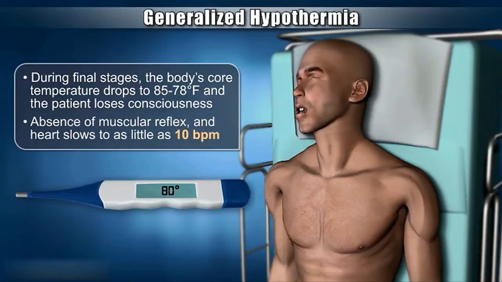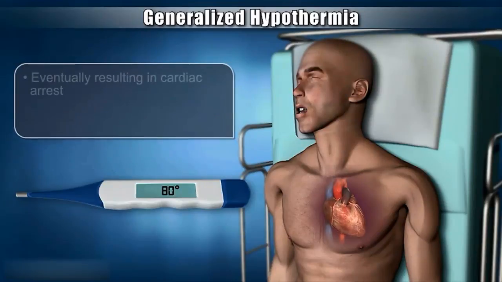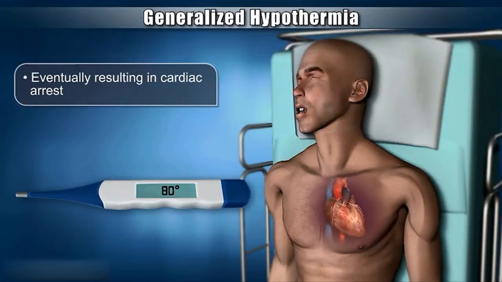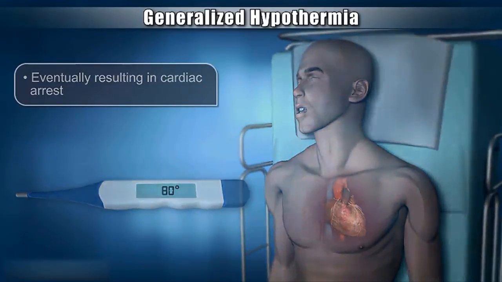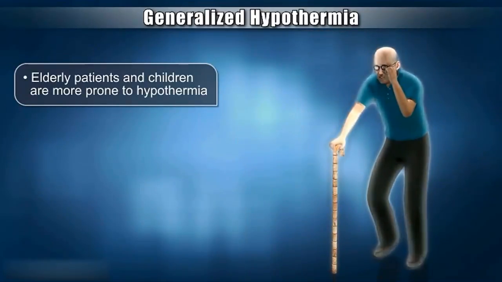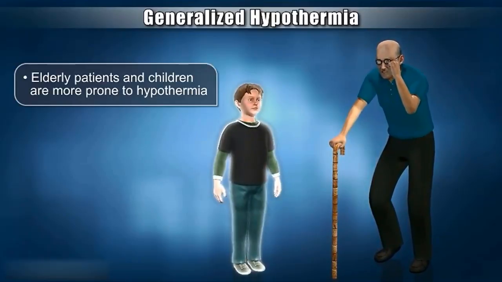In a 3rd stage, body temperatures drop to 90 to 86 degrees Fahrenheit, and the patient shows signs of altered mental status. During the final stages of hypothermia, the body's core temperature can drop to 85 to 78 degrees Fahrenheit, and the patient loses consciousness. There is an absence of muscular reflex, and the heart may slow down to as little as 10 beats per minute, eventually resulting in cardiac arrest. It is important to note that elderly patients and children are more prone to hypothermia.